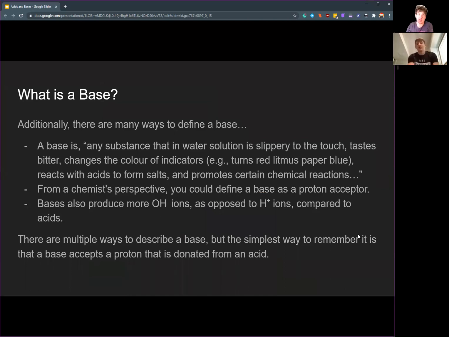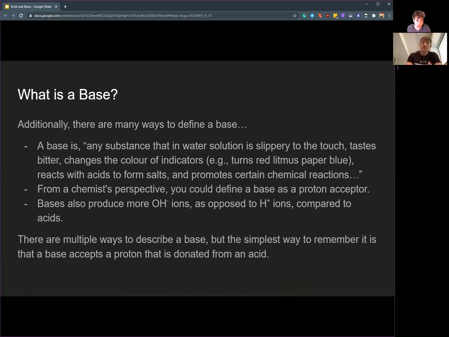All right, so next is a base. A base is any substance that in water solution is slippery to the touch, tastes bitter, changes the color of indicators, for example turns red litmus paper blue, reacts with acids to form salts, and promotes certain chemical reactions.